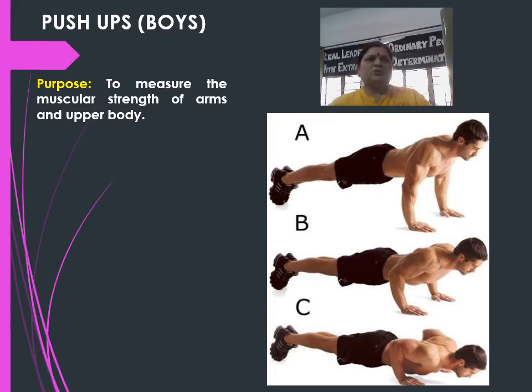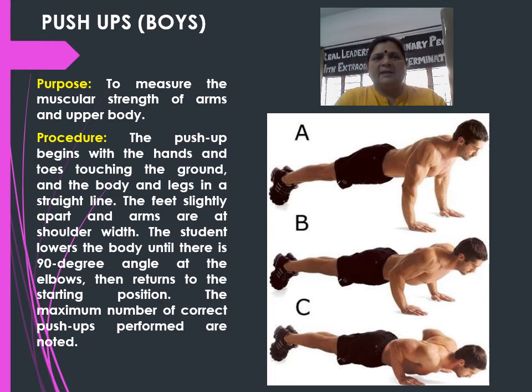Extend your legs so the weight is on your toes. Pull your shoulder blades down and back. Lower your body in a controlled manner until your elbows are at a 90-degree angle and hold for 1 second, then return to the starting position. The maximum number of push-ups is the score. 1 point is given to the student for each accurate push-up.